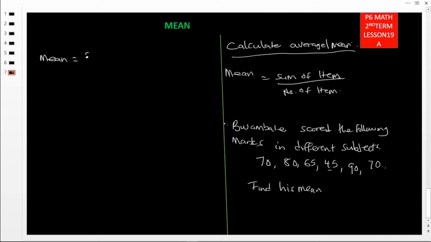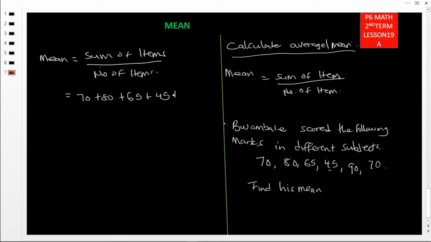Okay, we write our formula, that is sum of items out of number of items. So we have to add. So we are now adding the items. So we are going to add a 70 plus an 80 plus 65, then plus 45 plus a 90 plus a 70, divide by how many items are they, how many marks are they, 1 2 3 4 5 6, so there are 6. Then here when we add 70 plus 80 plus 65 plus 45 plus 90 plus 70, we are coming up with 420 divided by 6. So we are going to use short division to divide.